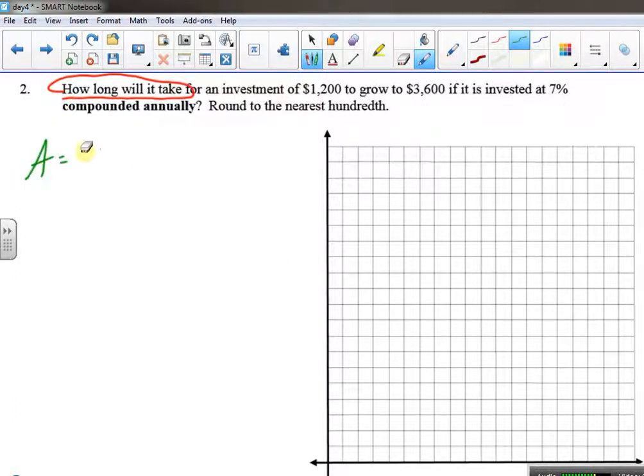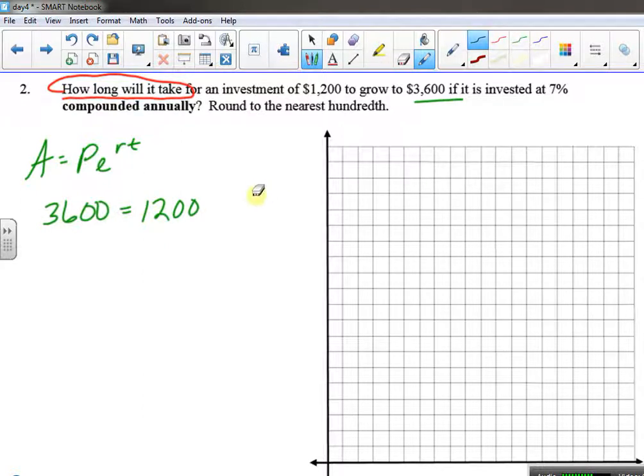If the final amount is equal to p e to the rt, and we don't know what t is, then we better know what r is, we better know what p is. E is a constant, so we know it, and we also have to have the ending amount. So let's see what we have in this problem. We have an ending amount of $3,600. We have a principal of $1,200 beginning amount.